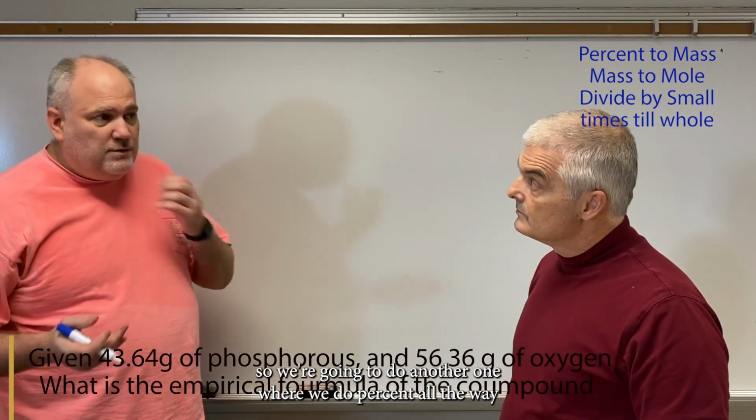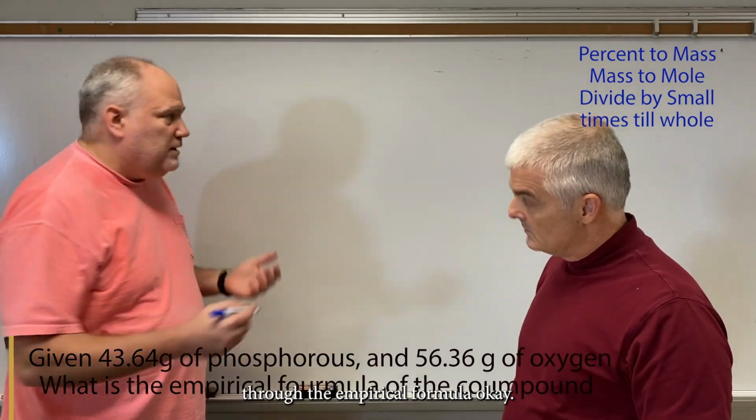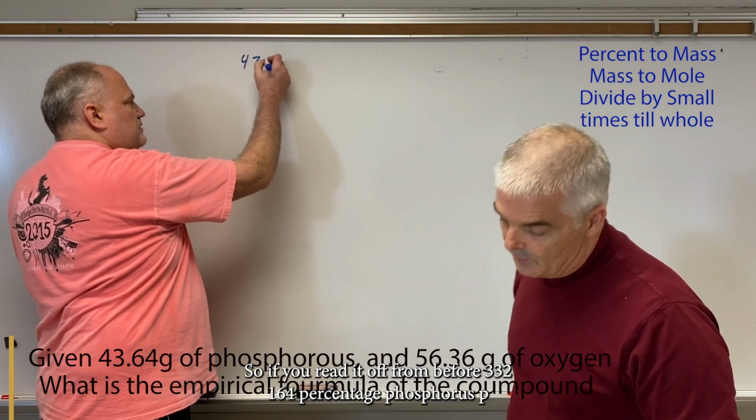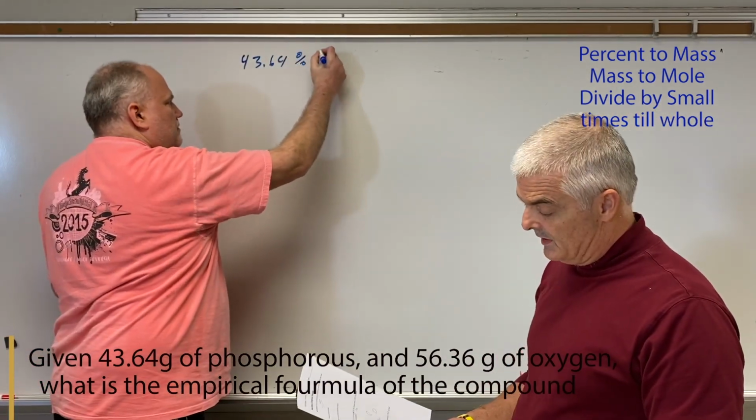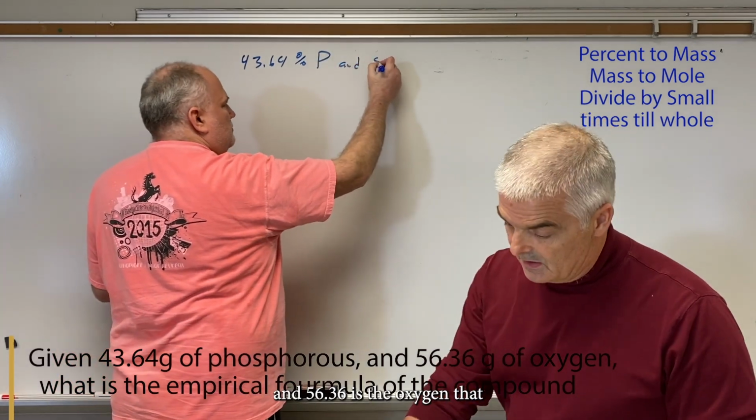So in this example, we're going to go do another one where we do percent all the way through to empirical formula. Okay. If you read it off for me: 32.64 percent phosphorus, element P, and 56.36 is the oxygen.